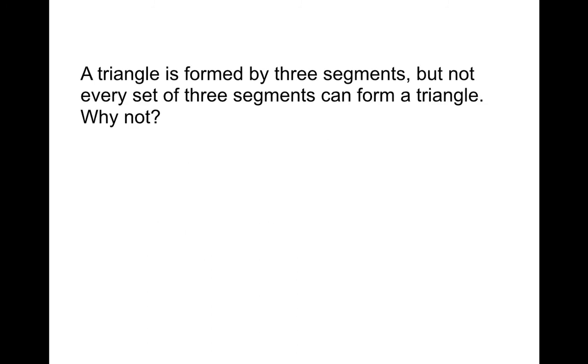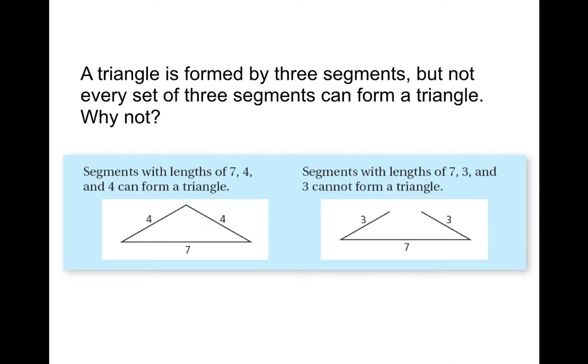Okay, next idea. A triangle is formed by 3 segments, but not every set of 3 segments can form a triangle. Why not? Let's investigate. If we have a segment length of 7, and then you would put 4 and 4 from each end, that makes a nice isosceles triangle.